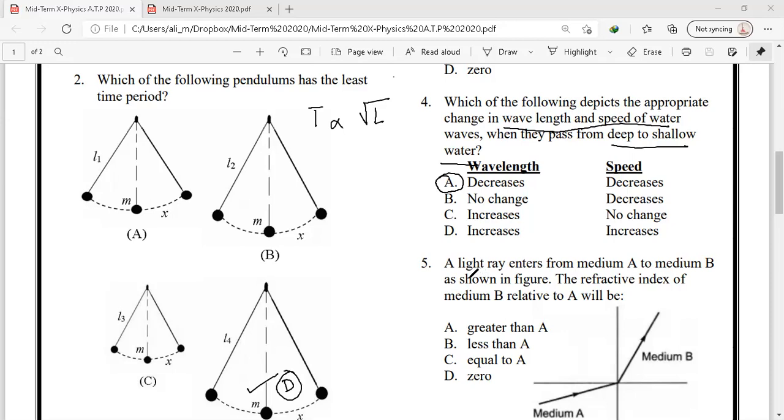Next, we have question number 5. A light ray enters from medium A to medium B as shown in this figure. We have to compare the refractive index of B relative to A. In this diagram, this is the incident ray, this is the refracted ray, and this line is the normal. As we know, this ray has bent towards the normal. It means this will be our rare medium and this will be our dense medium. A rare medium has less refractive index, while B will have more refractive index than A. So the correct option is option A.